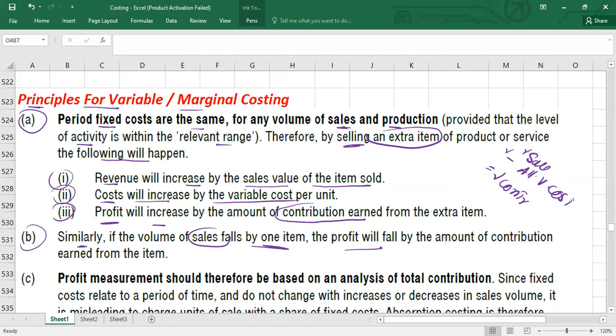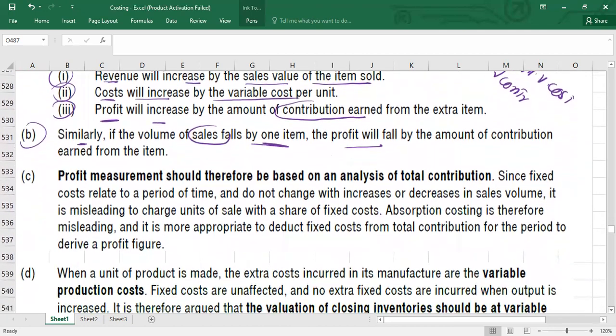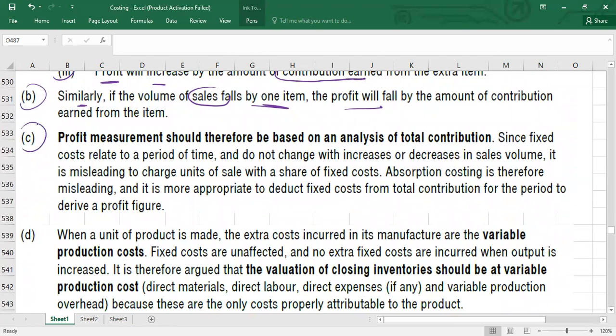And the next point, guys: you should remember all these points because they are really important in order to understand. The profit measurement should therefore be based on analysis of the total contribution, because here we measure the profit in terms of the contribution. Why? This is the logic. Since fixed costs relate to the period of time and do not change with the increase or decrease in sales volume, even if you change the sales or the production, these fixed costs are not going to change in total.